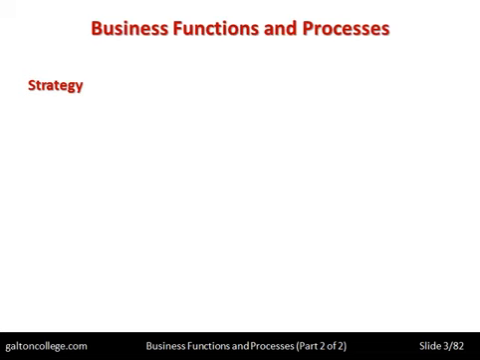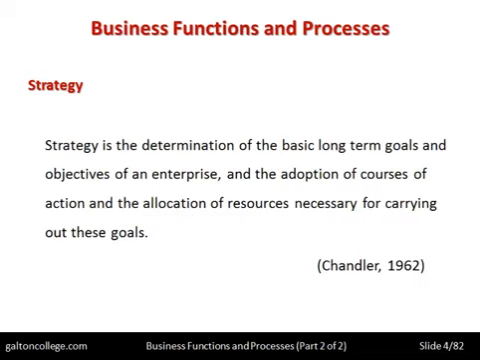So let's start by looking at strategy. Well, according to Chandler, strategy is the determination of the basic long-term goals and objectives of an enterprise, and the adaptation of courses of action and the allocation of resources necessary for carrying out these goals. So it's the determination of long-term goals and objectives. That's the idea of strategy. It's long-term. It's almost aspirational. It's aiming to the long run.